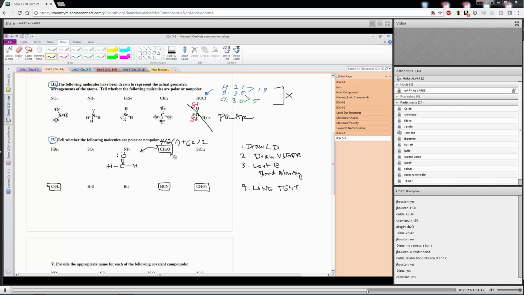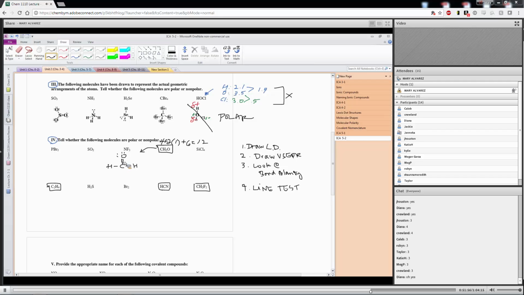Step 2 says I want to draw this in its correct VSEPR shape. So valence shell electron pair repulsion theory says, how many electron sets do I have around that central carbon atom? One vote for 3 and 2 votes for 4. 3 votes for 3. Okay. Many more votes for 3. Yes, there are 3. Yes, because the double bond counts as 1.